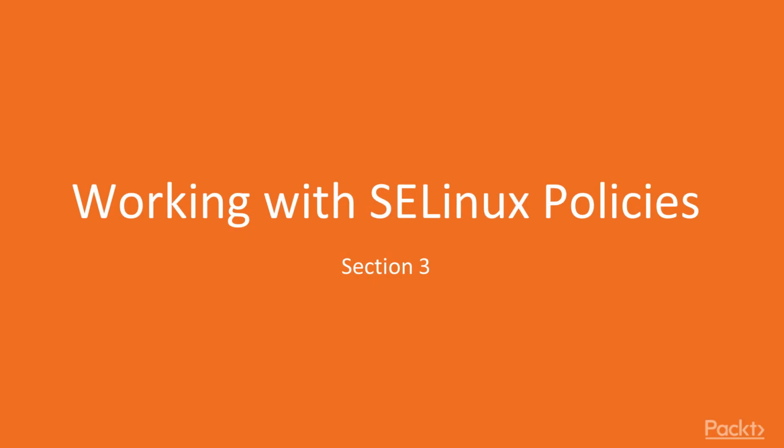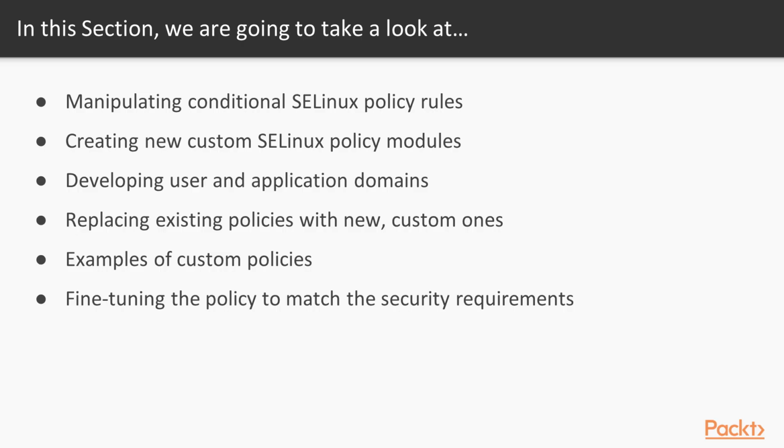Welcome to a new section of this video course, SELinux policies. Until now, we've been working with an existing SELinux policy by tuning our system to deal with the proper SELinux contexts and assigning the right labels to files, directories, and even network ports. In this section, we'll learn to manipulate conditional SELinux policy rules through Booleans and to create new custom SELinux policy modules. We'll then move on to develop user and application domains.